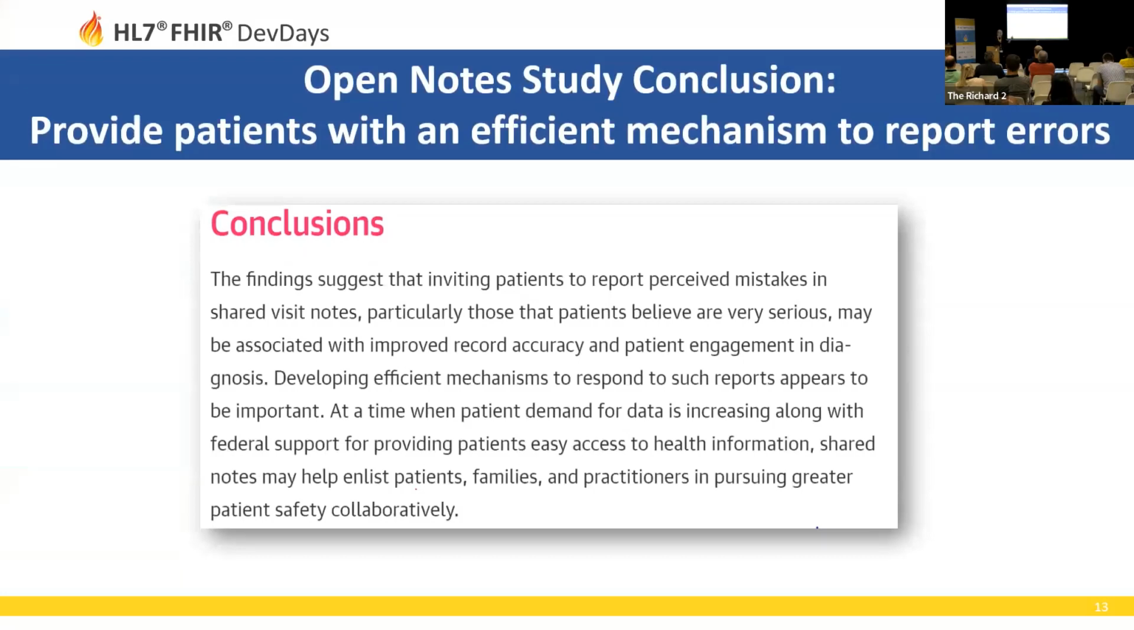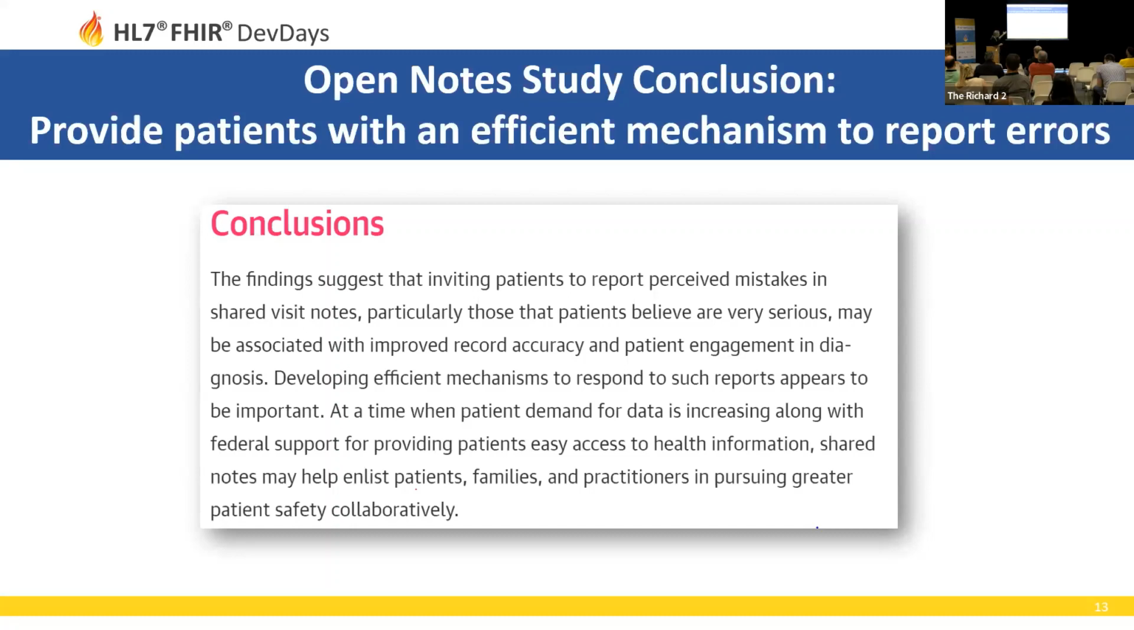So yeah, this is the conclusion. I knew I had it in there somewhere. The findings suggest that inviting patients to report mistakes might actually make charts more accurate. And I just want you to know, because you probably didn't know that, but here it is from really smart researchers, in case you didn't know that. And if we could develop efficient mechanisms to respond to such reports, wow, that seems to be important.